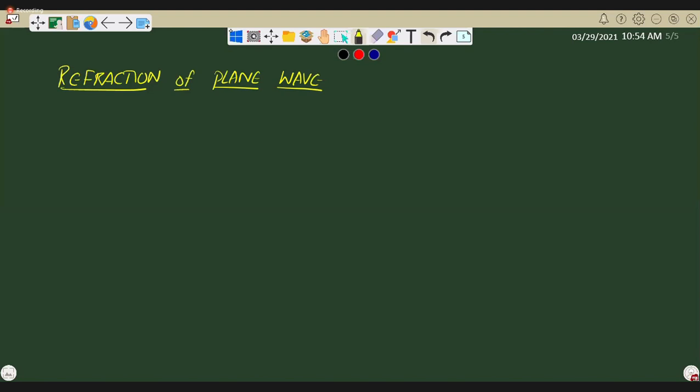Wavefront is defined as the locus of all points where the wave has the same phase. Phase, phase.